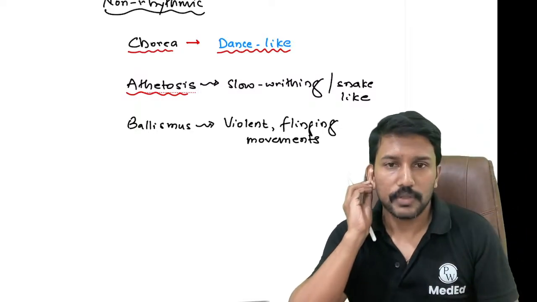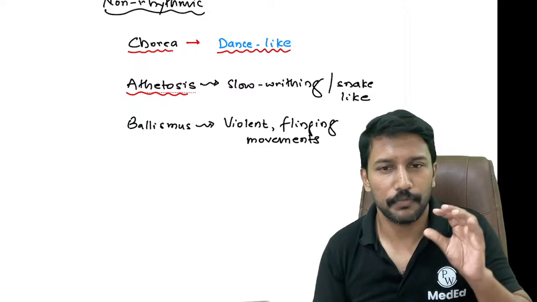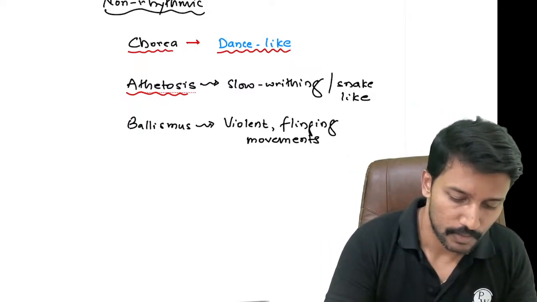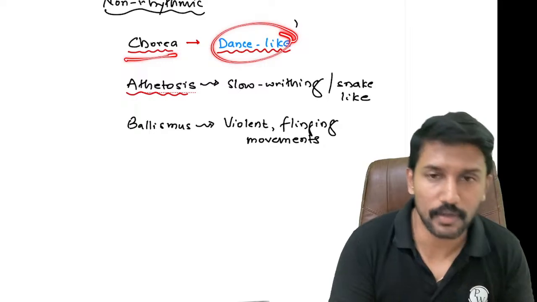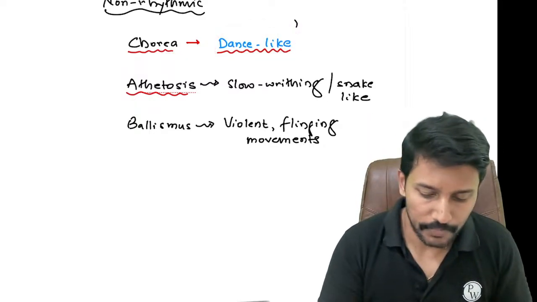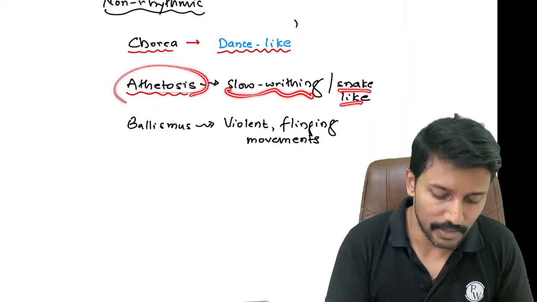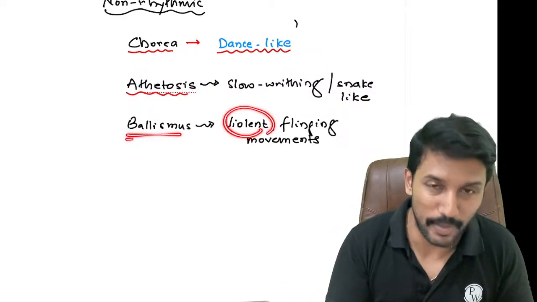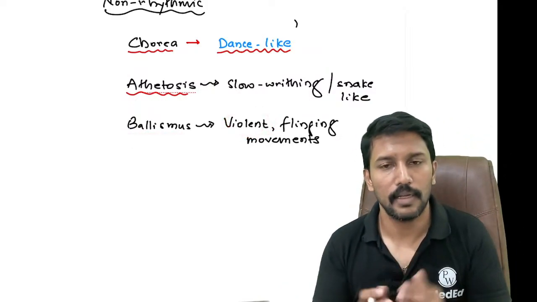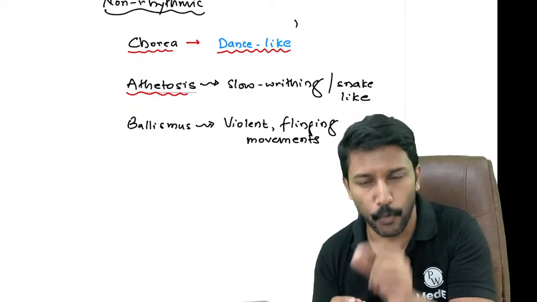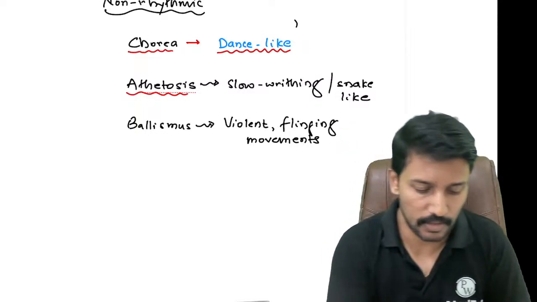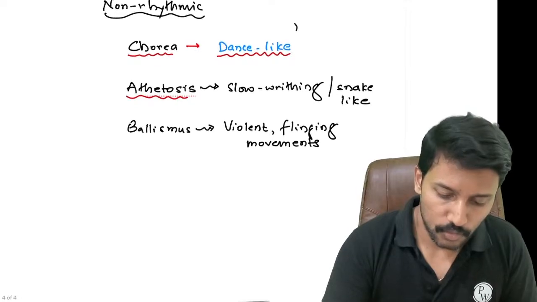Now what you need to know is to identify which movement disorder the question is talking about, and please look for these keywords. So if it is dance-like, choreography, chorea. If it is snake-like or slow writhing movements, athetosis. And if it is violent, the moment you say violent, think of ballet or balismus. Then what is the final point in the question? They will ask you lesion of which part produces these symptoms. So that is pretty easy to remember.